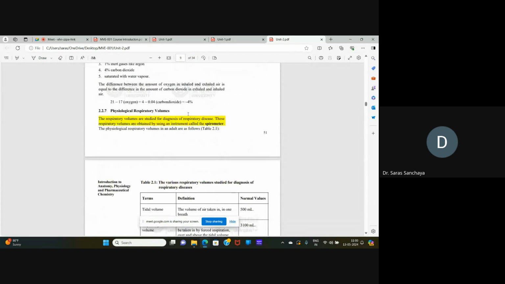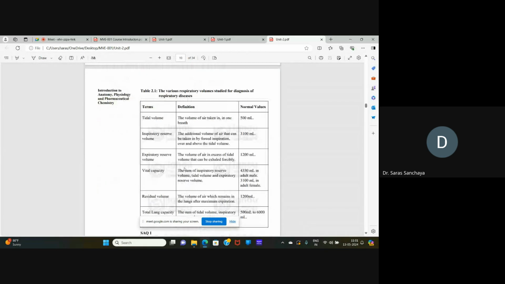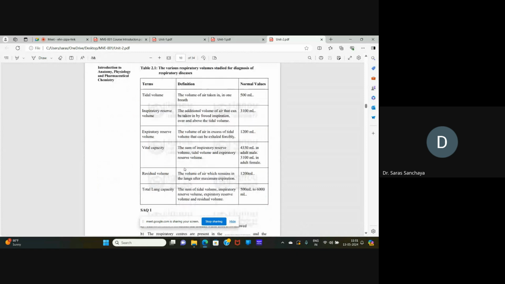Now we come to physiological respiratory volumes. The respiratory volumes are studied for diagnosis of respiratory diseases. These respiratory volumes are obtained by using an instrument called a spirometer. Now, respiratory volumes can be of different types like tidal volume, inspiratory reserve volume, expiratory reserve volume, vital capacity, residual volume, and total lung capacity.